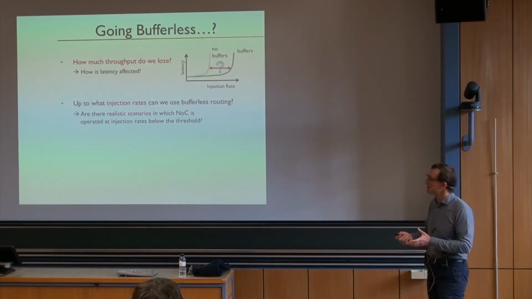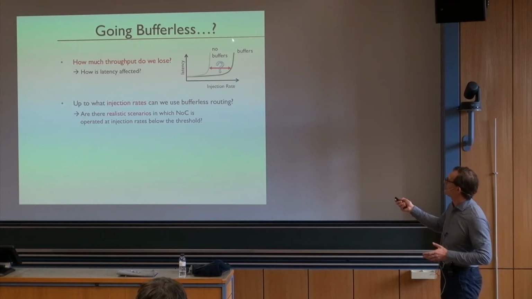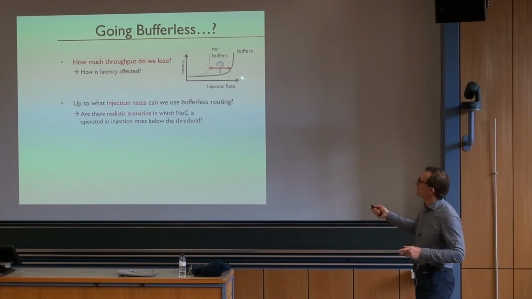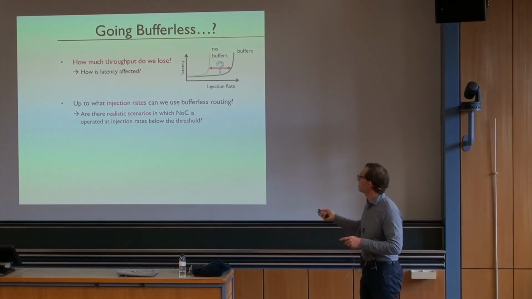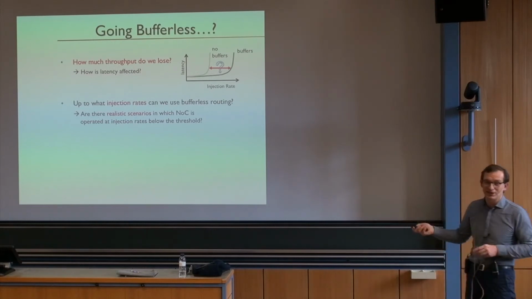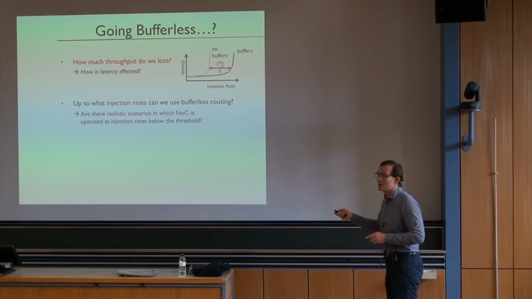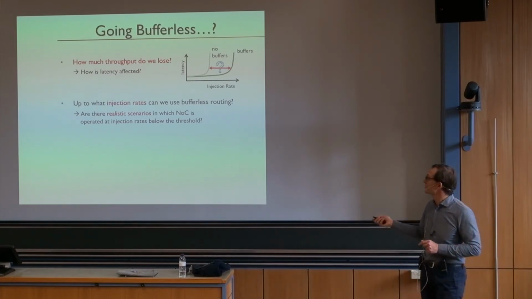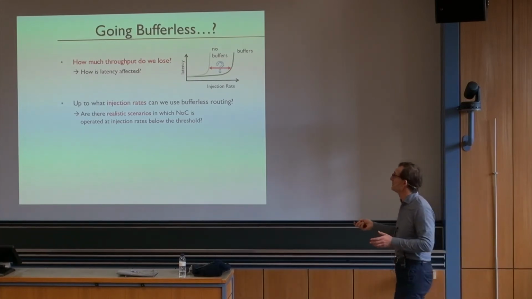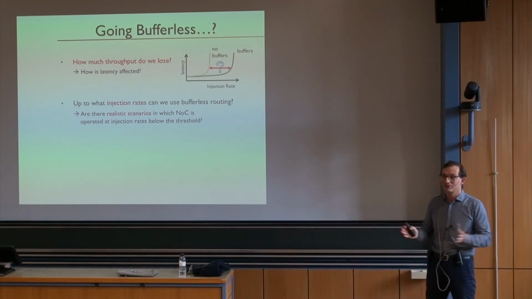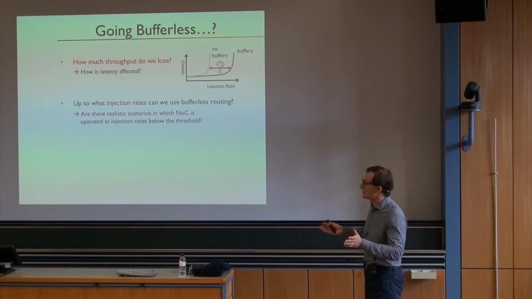And the first thing to ask is, okay, we have buffers, the curve looks like this. We have no buffers, the curve looks like this. We know that the curve will be different, but how much different? Right? How much throughput do we lose? And how is latency affected if we actually go bufferless? And up to what injection rates can we use bufferless routing? And are there realistic scenarios in which, in a network on chip, you operate below those injection rates that are reasonable for bufferless routing? So that's the idea.